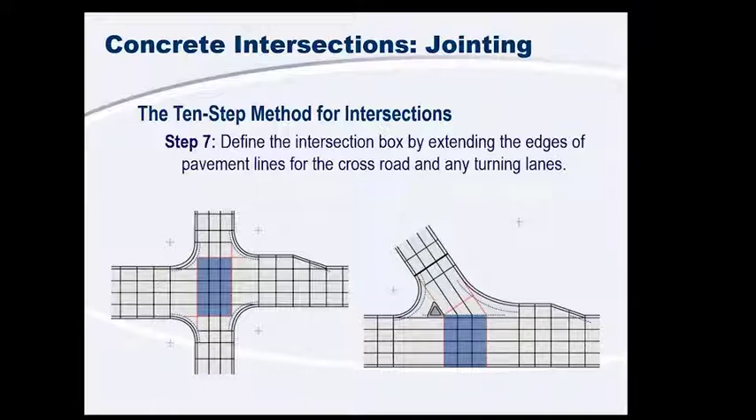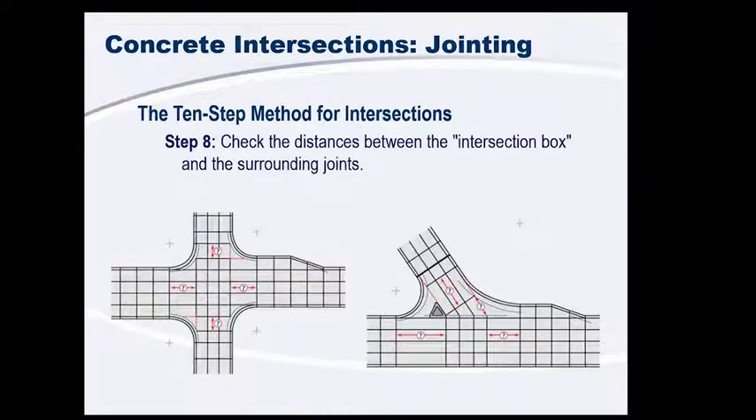So next up, we extend the edges of the pavement lines from the crossroad, and we define our intersection box. You notice there that intersection box is looking pretty good. You can see what we still have left. We have just between the intersection box and where the pavement width changes left to joint. So what we're going to do is check that against our joint spacing.